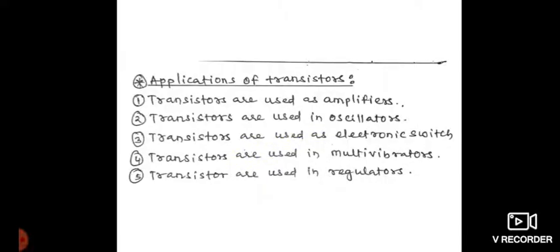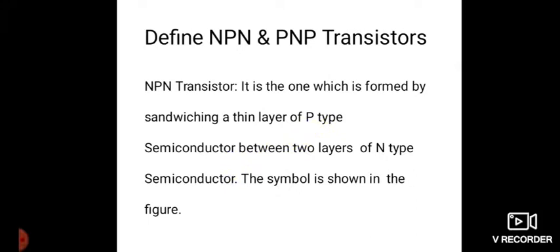Now, coming to the applications of the transistor. The main applications are that the transistor can be used as a switch and as an amplifier. The transistor in common emitter mode is very suitable for amplifier circuits. Transistors are used in oscillators, as switches, in multivibrators, in regulators, etc.